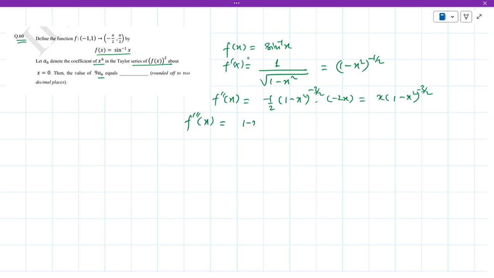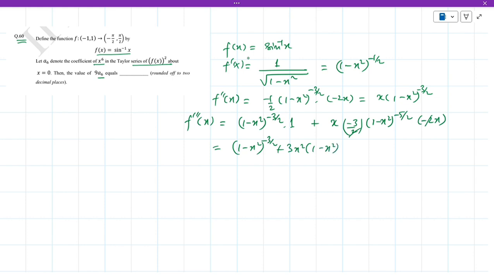multiplied with the differentiation of x, which is 1, plus the first into the differentiation of the second, which will be minus 3 by 2 times (1 minus x square) to the power minus 5 by 2. The inner term differentiation will again be minus 2x. Solving this, we get (1 minus x square) to the power minus 3 by 2 plus, as the 2 and 2 cancel out, plus 3x square (1 minus x square) to the power minus 5 by 2. You can just write it down like this only.